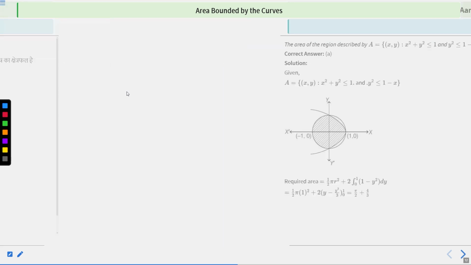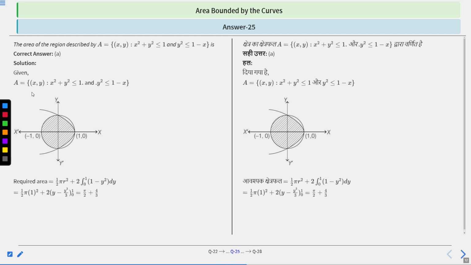Okay, let's move to the solution part C. The area is given as xy such that x square plus y square is less than or equal to 1, that is, the area inside this circle having radius 1 unit, and this parabola y square is smaller than or equal to 1 minus x. So this parabola is this one, right? We have to basically find the area enclosed between these two curves, that is, the area of this shaded region.